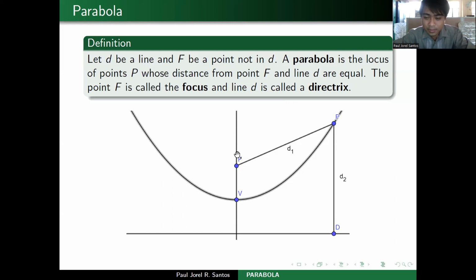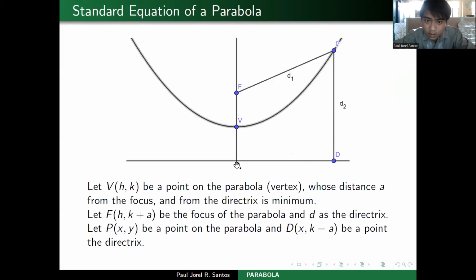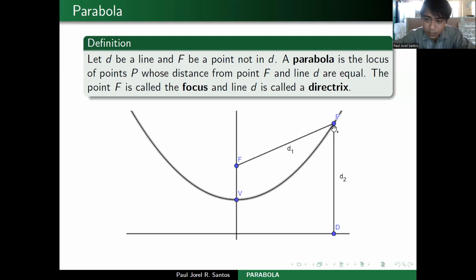The definition tells us that this distance d sub 1, from F to P, is equal to d sub 2, the distance from P to the line D. That is what the definition tells us. If we have another point P somewhere in between V and this existing point P, its distance from F and its distance from the line D are the same.